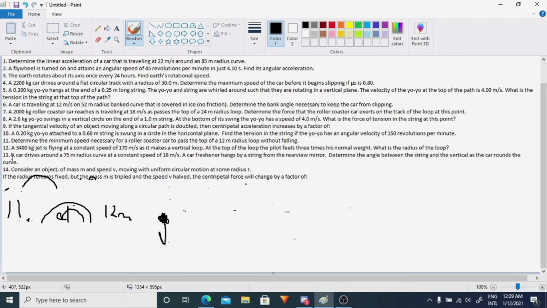Well, it's going to be force due to gravity downward, and a force centripetal upwards. And there won't be any normal force. And the reason why is because it is the minimum speed.